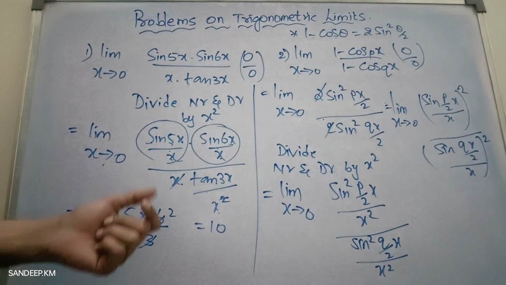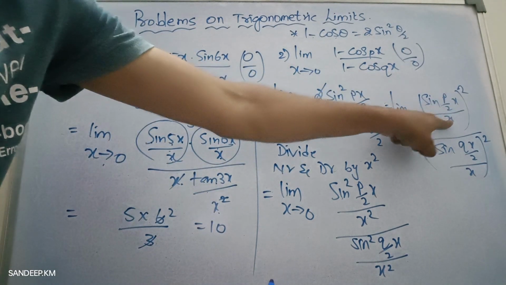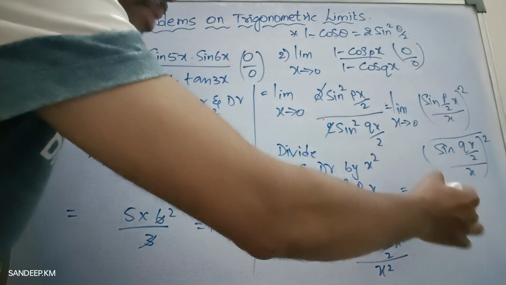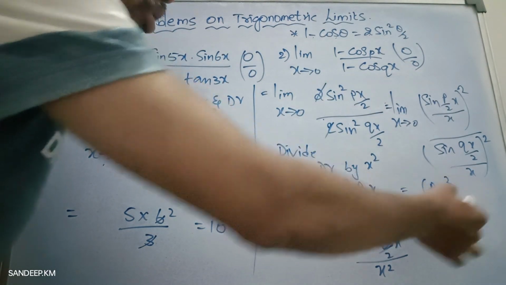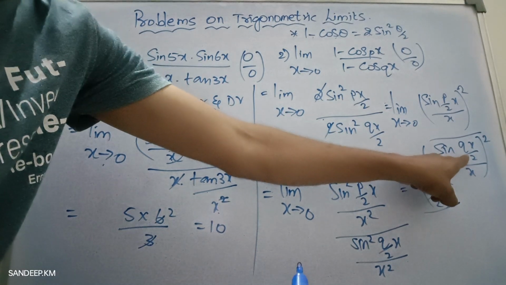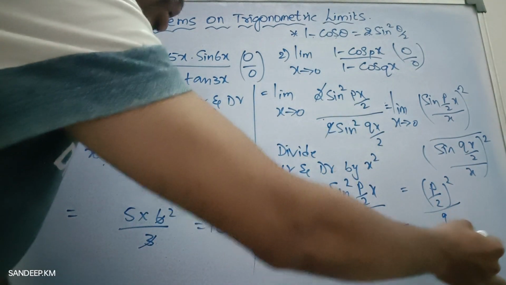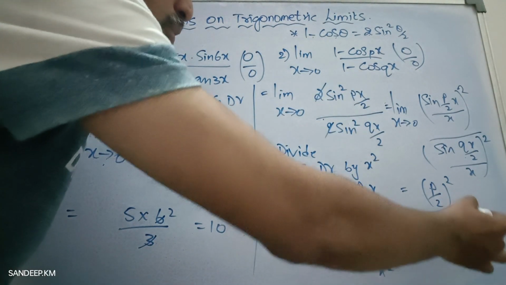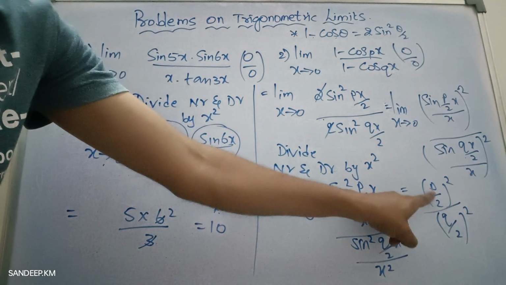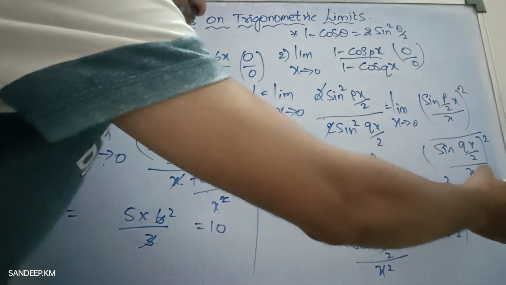So now let me apply that formula. Sin kx by x will become k when x is approaching 0. So the k is p by 2. In the numerator I will get p by 2 whole square. And similarly sin kx by x will be k. What is that k here? Q by 2. And do not forget q by 2 also has whole square. So the 4s will get cancelled. You will get p square divided by q square. That is the final answer.